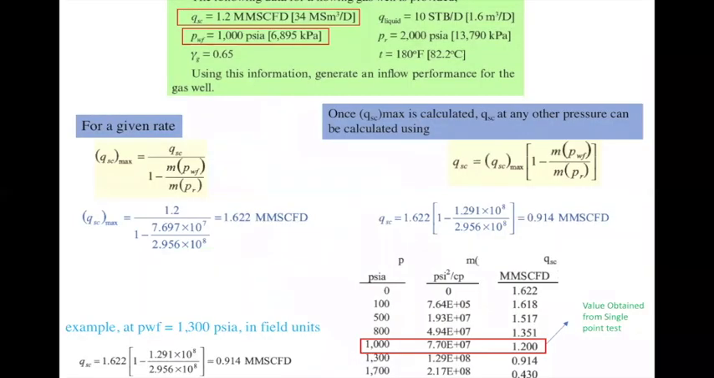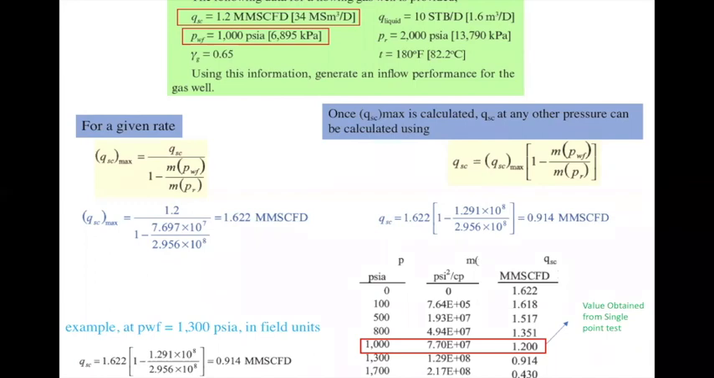Okay, so you can see here the following data is taken, where we have only this PWF and QSC. Others are reservoir properties. You have initial reservoir pressure 2000 psi. Now the first step that we are going to have is that we calculate this QSC max. Now this QSC max equals QSC divided by 1 minus MPWF divided by MPR. Now MPR is known because you know PR. So if you know PR, you have to find MPR.